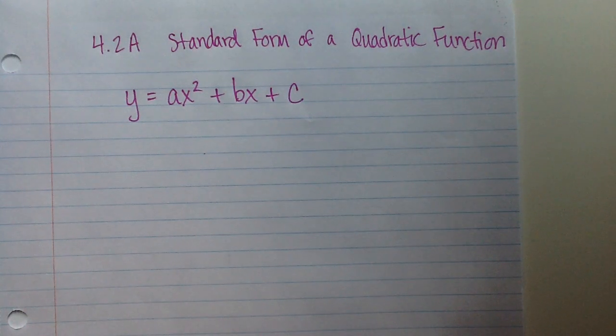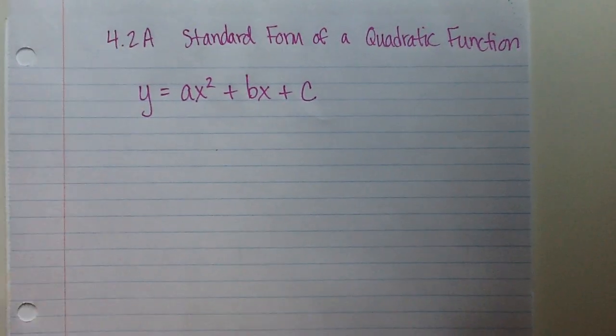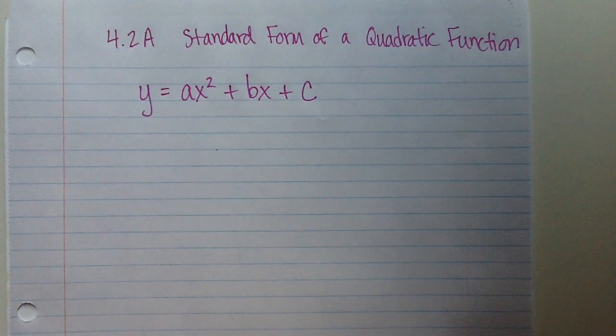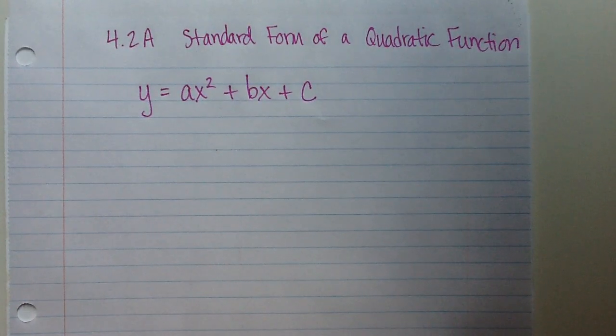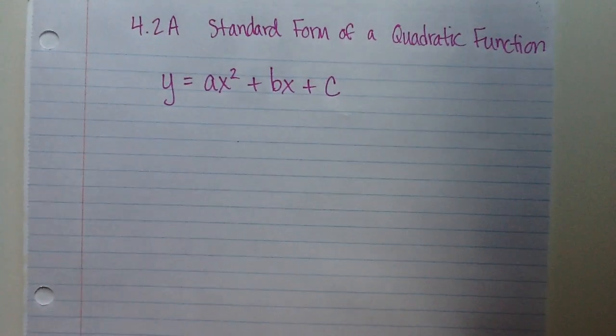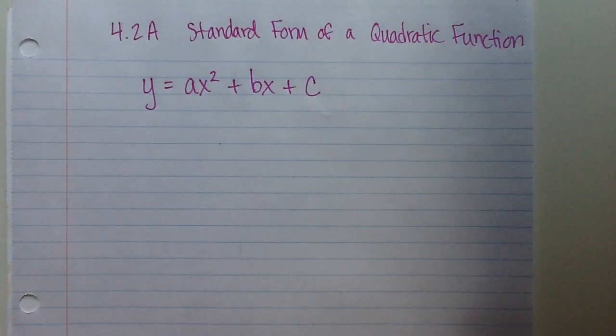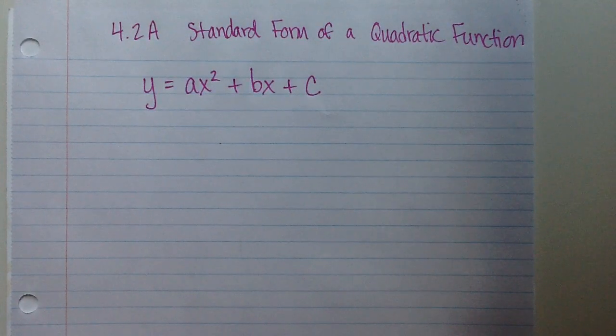In section 4.2a, we're going to be working with the standard form of a quadratic function. We've already looked at the vertex form of a quadratic function, so what we need to do is look at some other varieties that we might see the same graph. It's going to make that same parabola shape, so that should be familiar, but we're going to figure out where the vertex and line of symmetry is in a little bit different way.